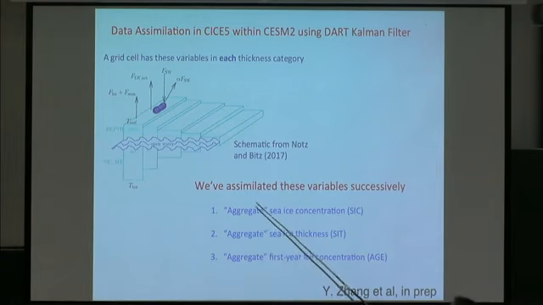Well, that corresponds to the total, the sum of all of the concentration in the categories. So when you assimilate an observation like this, you need to distribute it among the distribution. And things that we have tried to assimilate are concentration, thickness, and first-year, multi-year ice concentration.